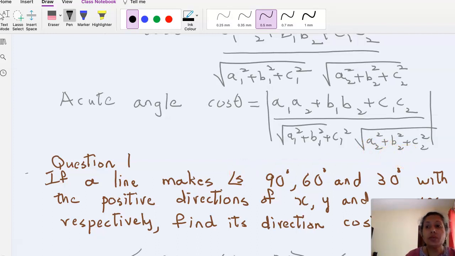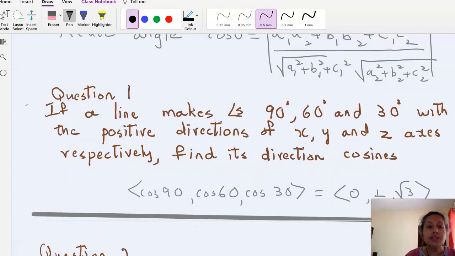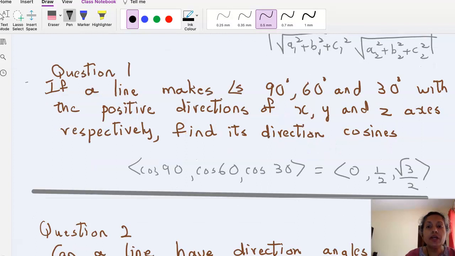So let's start with problems. Each problem is an adventure of its own. If a line makes angles 90 degrees, 60 degrees and 30 degrees with the positive direction of the x, y and z axis respectively, find the direction cosines. So direction cosines are cos alpha, cos beta, cos gamma, that is cos 90 which is 0, cos 60 which is half, and cos 30 is root 3 by 2, and as I said before, you have to enclose it in these type of brackets.